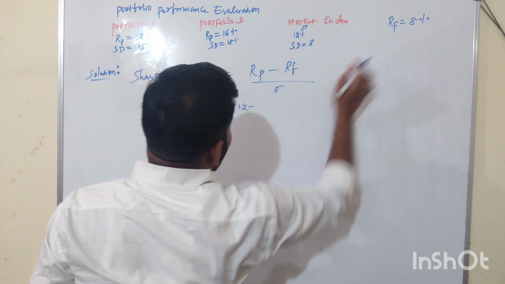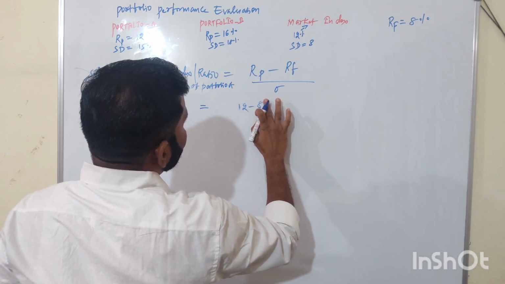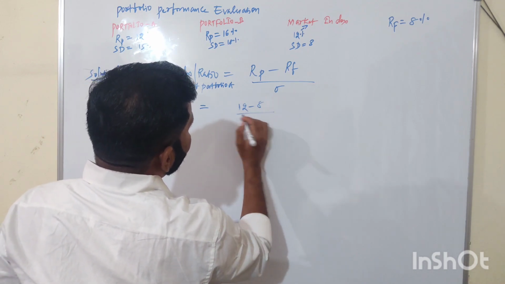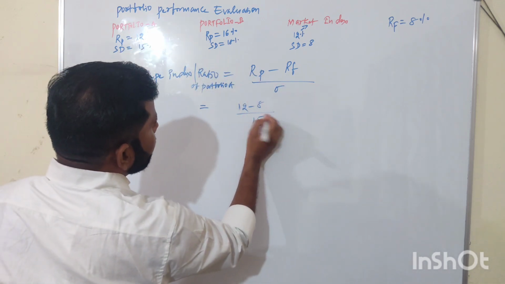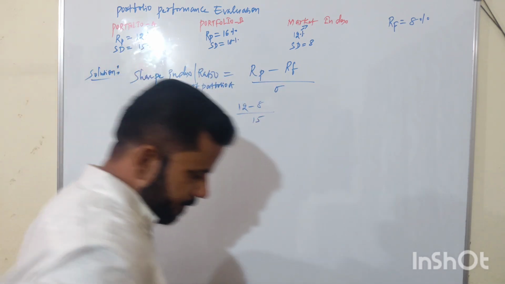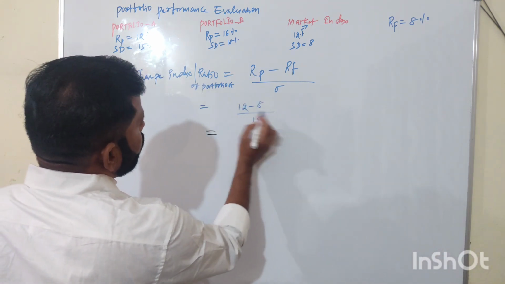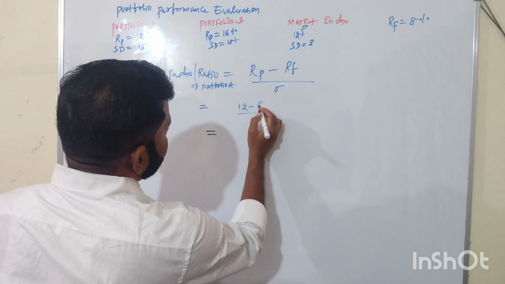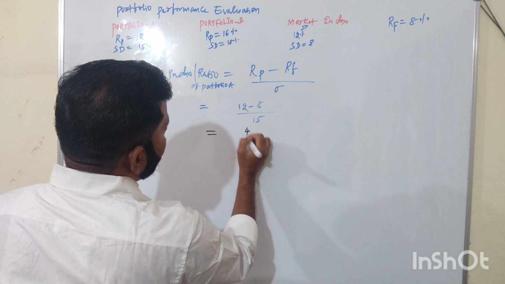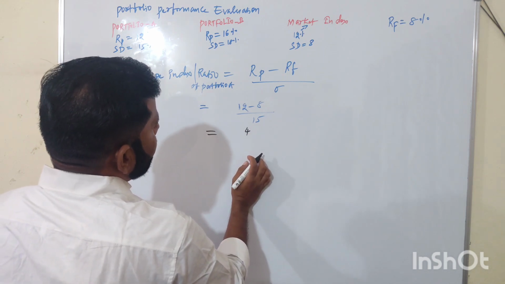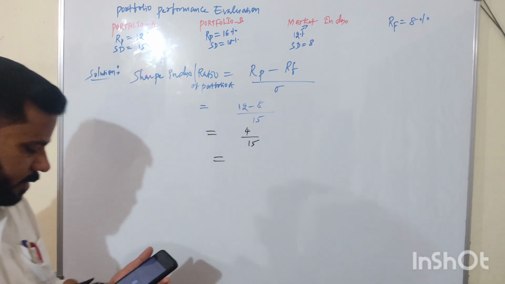RF is common for every calculation, 8%. We should not use the percentage symbol. Okay, 12 minus 8. Standard deviation of portfolio A, 15%. Okay, then 12 minus 8, it's a 4, divided by 15. What is the answer?